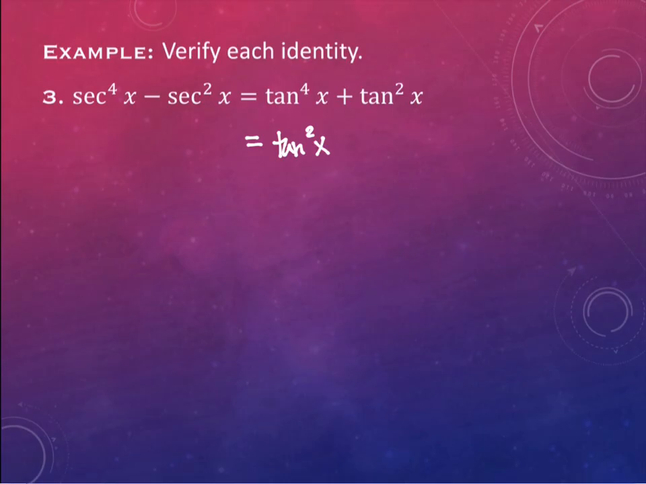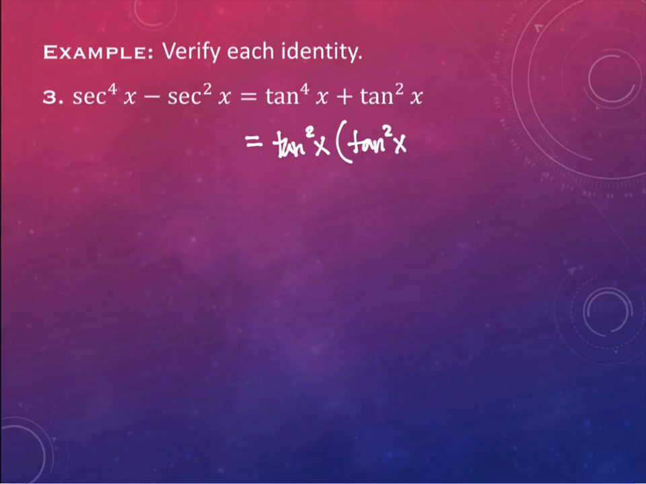They both have tangent squared in them, right? One of them is tangent to the power 4, the other is tangent to the power 2. So they both have 2 tangents. And so I can factor a tangent squared out. Well, if I factor a tangent squared out, there's still 2 tangents in the first piece.